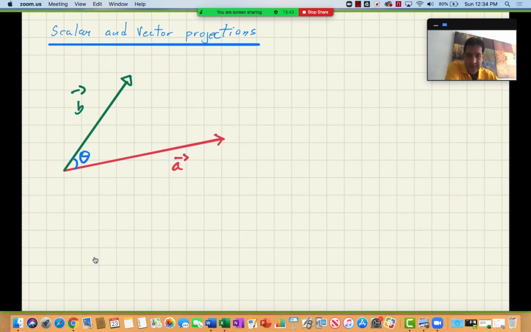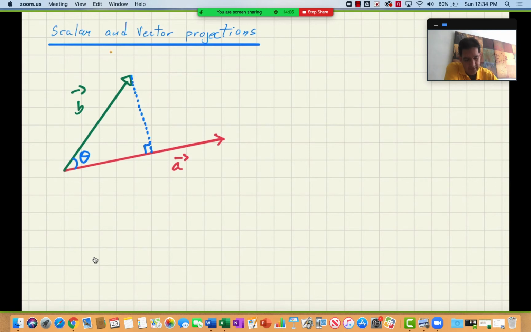And we're interested in the effect of the first vector onto the second vector. Or what is the component of the first vector onto the second vector? Or the mathematical word, the projection of vector B onto vector A.